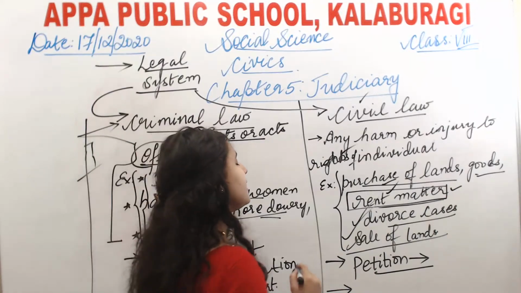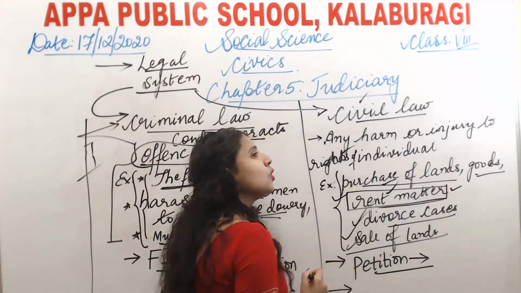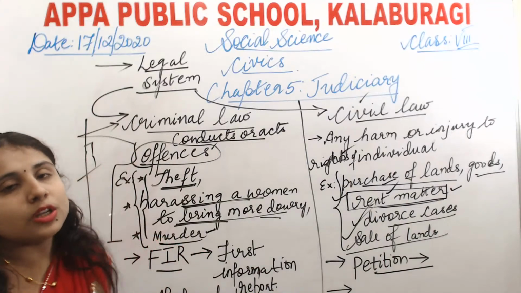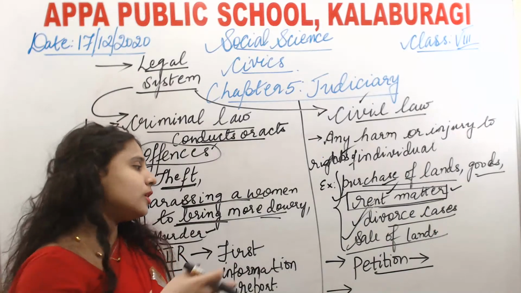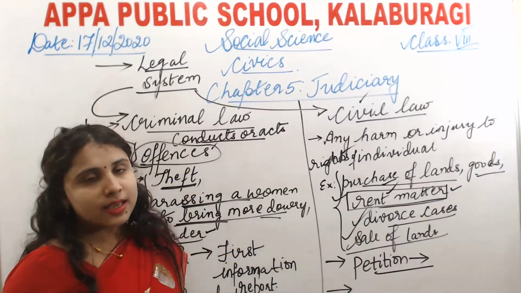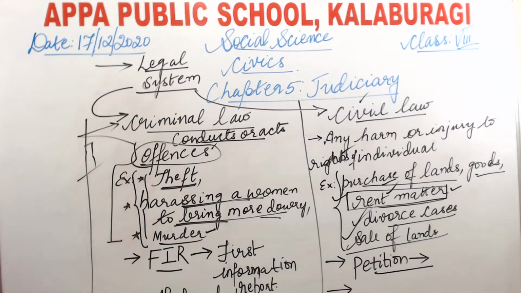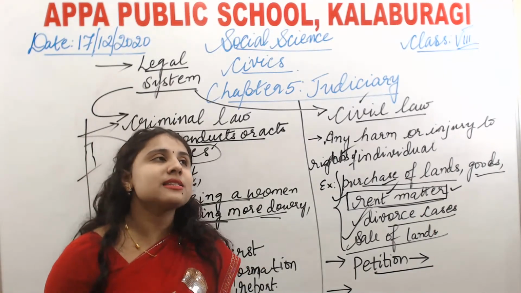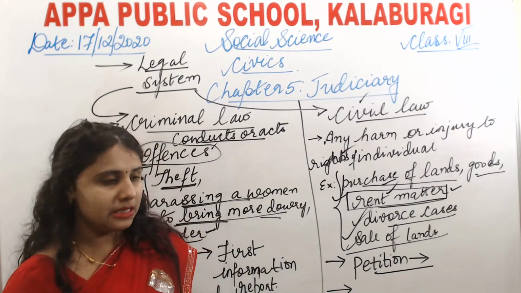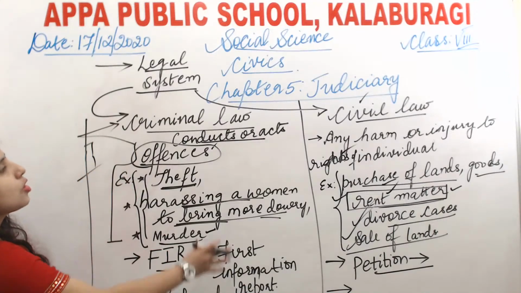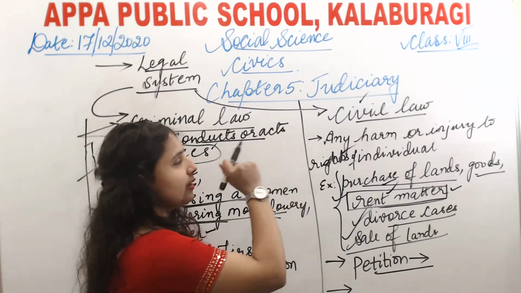For example, we will take the rent matter. Either an owner or the tenant involved in that dispute should file a petition. Then when the court hears the petition filed, the court gives the specific relief asked for. Either the court may ask the tenant to vacate a flat or pay the remaining pending bills. So this is all about criminal law and civil law.